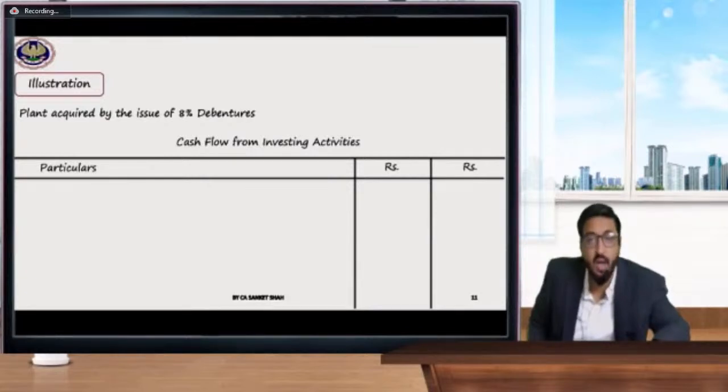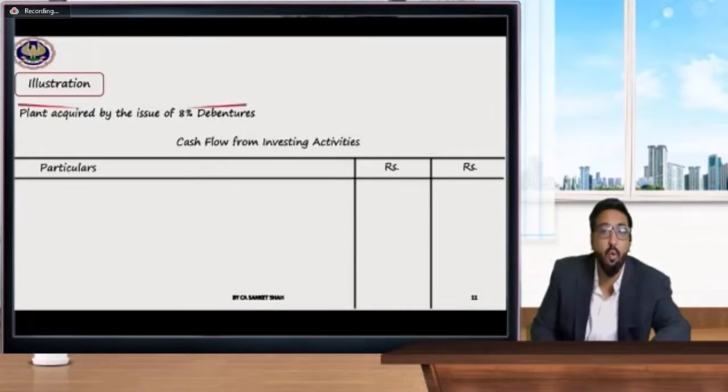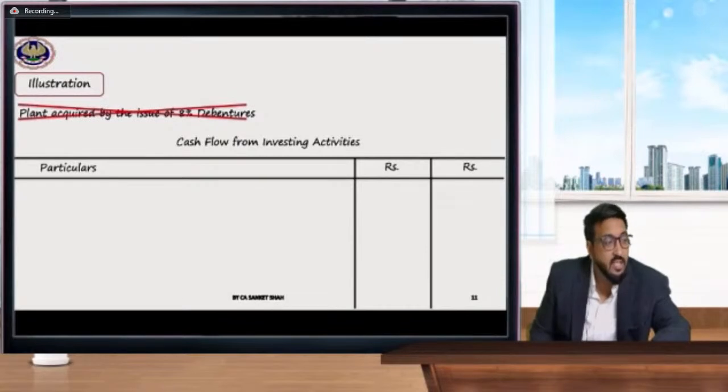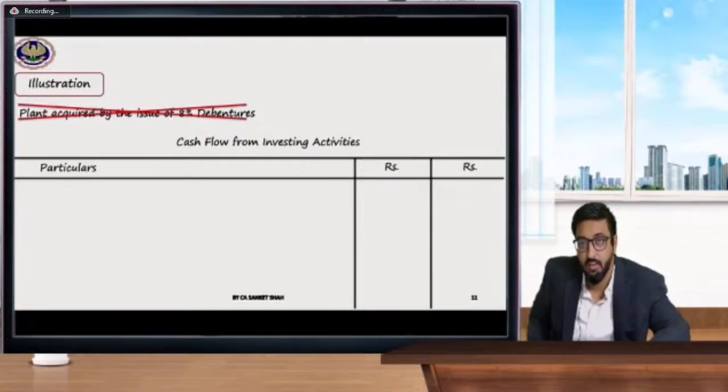This won't affect your cash flow statement because plant comes in and you are giving debentures. So whether cash is involved, no. So it won't affect your cash flow statement. So somewhere write it, this illustration. Yes, plant acquired. Don't take screenshots.